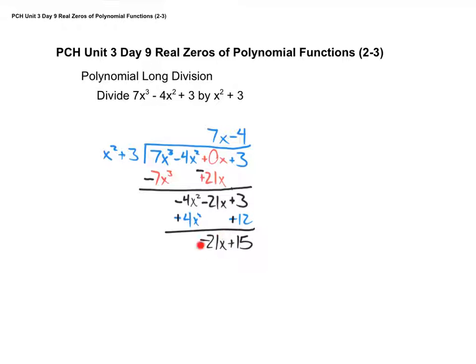Once the power of what you have left is smaller than the power of what you're dividing, you can write your remainder. So we put plus, what's our remainder? Well, it's minus 21x plus 15 over the x squared plus 3. Whatever you're dividing by will be your denominator.